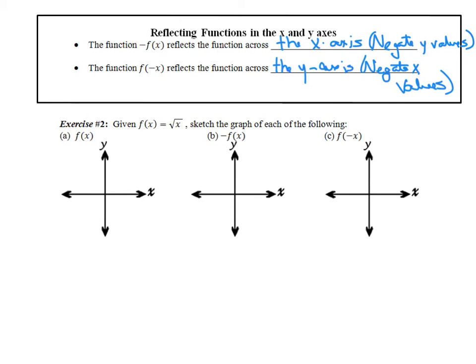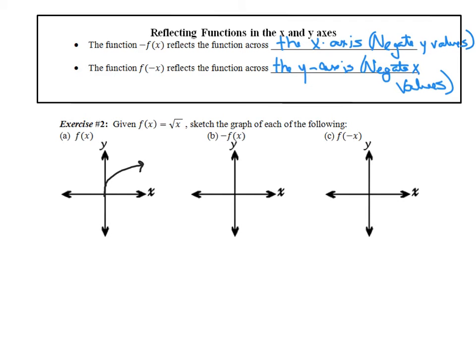Now in exercise number 2, let's take a look at a different parent function. I've got the function f of x is equal to the square root of x. We want to start by graphing the square root of x. Now if you don't remember what this looks like, enter it into your graphing calculator. But you should recognize that f of x equals the square root of x is going to be the upper half of our sideways parabola opening up to the right, so it looks like this.